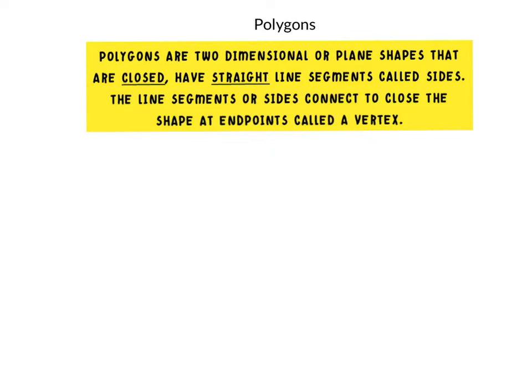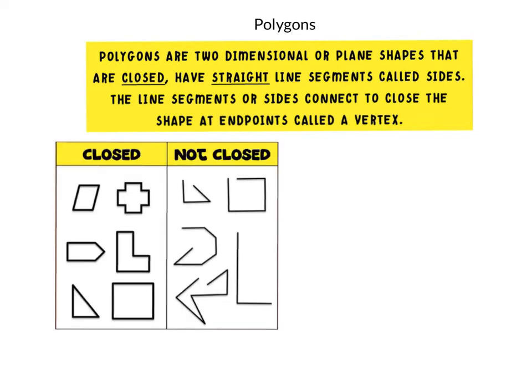So let's learn a little bit more about those two words, closed and straight. Here's an example of some closed and not closed shapes. You'll notice that on our closed shapes, the sides touch at a place called a vertex, and that closes the shape. For example, here, the sides are not touching. They do not connect at a vertex, so the shape is not closed.